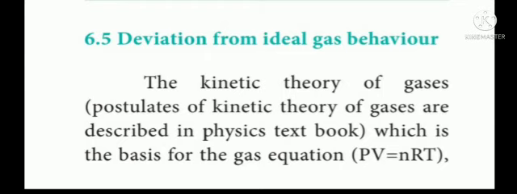If any gas obeys the gas equation PV = nRT, then it is said to be an ideal gas. If it does not obey the gas equation PV = nRT, then it is said to be a non-ideal gas. How the gas deviates from ideal behavior is explained here.